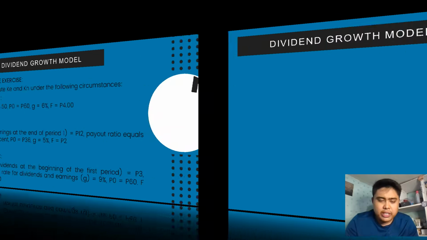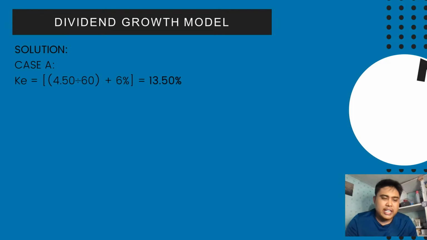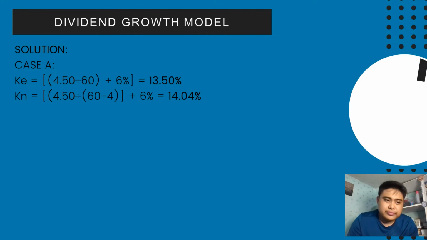Okay, let us compute KE and KN under case A first. Okay, case A. KE tayo. Anong KE? That is the cost of retained earnings. So, KE is 4.50. That is the dividends per share, the D1, divided by the issue price, which is 60. Kung papansinin mo, hindi natin binawas ang flotation cost kasi I'll repeat, hindi ini-issue ang retained earnings. Plus the growth rate of 6%. So, the answer is 13.50%.